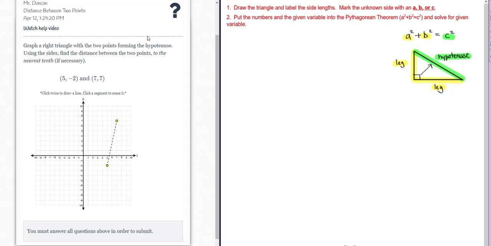Graph a right triangle with the 2 points forming the hypotenuse. So first things first, we're going to draw a triangle. This long one, that's the hypotenuse. That's our C value.